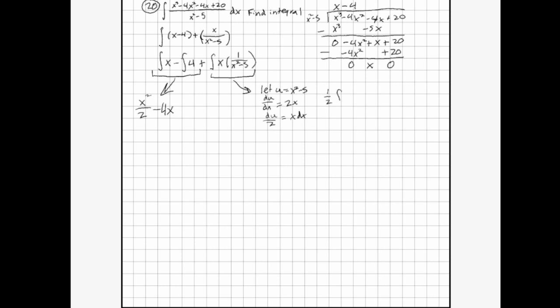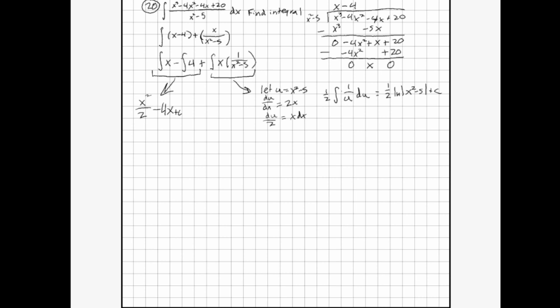So then it would be 1/2 times the integral of 1 over u du, and then this would equal 1/2 natural log of x squared minus 5 plus c. This over here would be plus c as well.